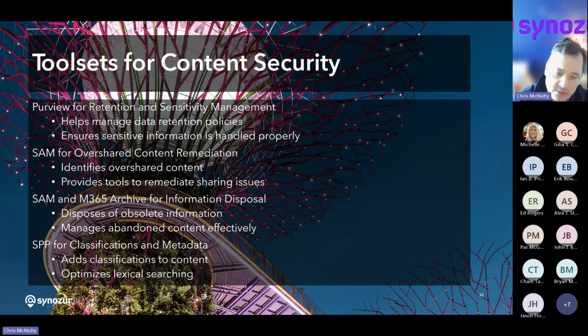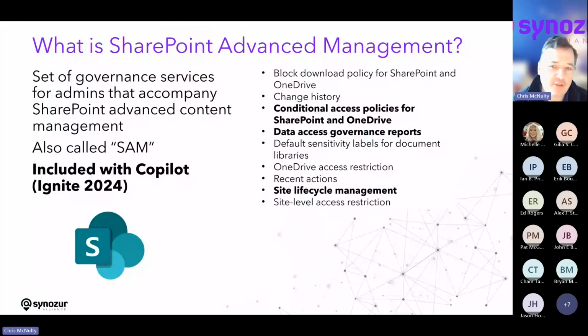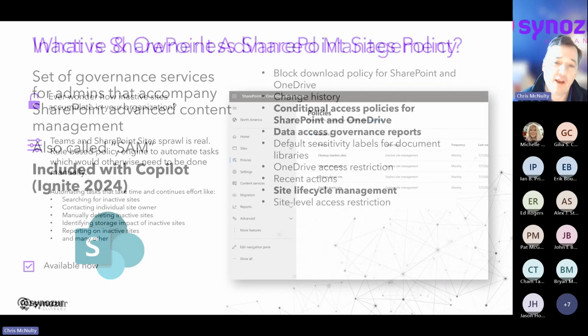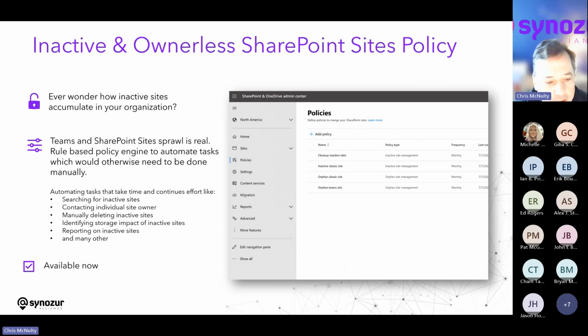That's one set of tools, but even within your corpus of information, SharePoint Advanced Management provides a lot of key tools to look at things like access policies, ownerless content, overshared content, redundant content, and more. And as of Ignite of last year, it is now included at no additional charge with Copilot. So this is a set of tools that you're going to have for your rollout.